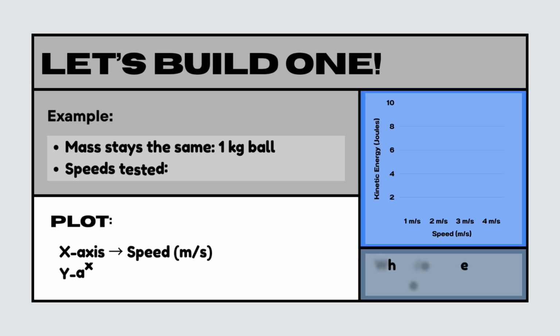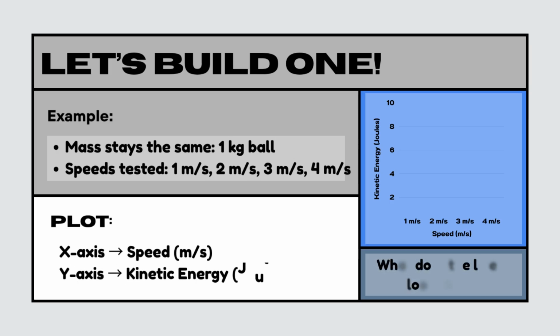All right, let's build one. Here the mass stays the same: a 1 kilogram ball. The speeds tested are 1 meter per second, 2, 3, or 4 meters per second. Here's a plot: the x-axis is speed in meters per second, and the y-axis is kinetic energy in joules.